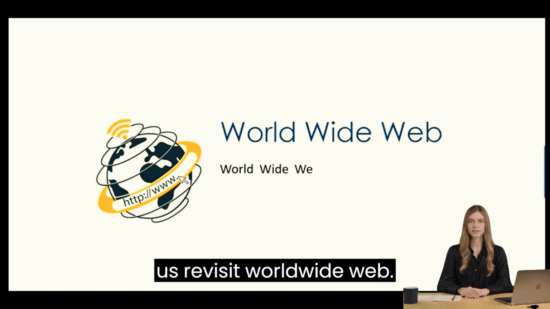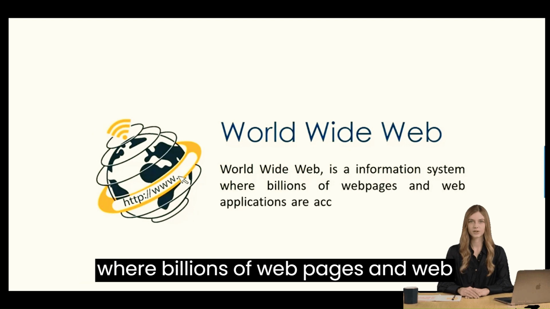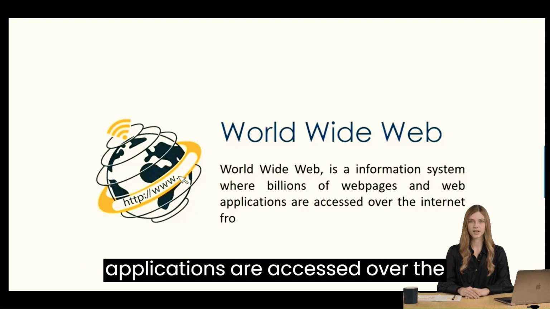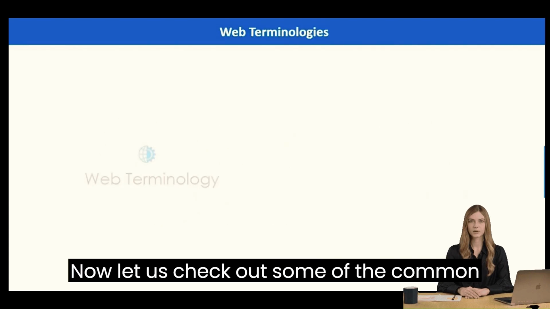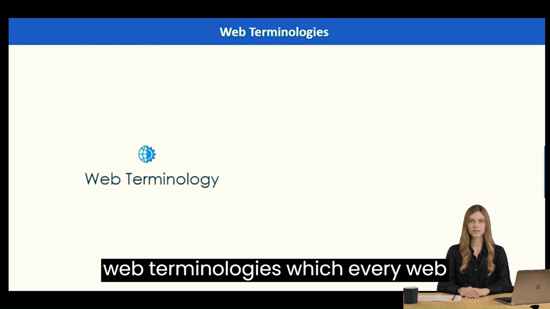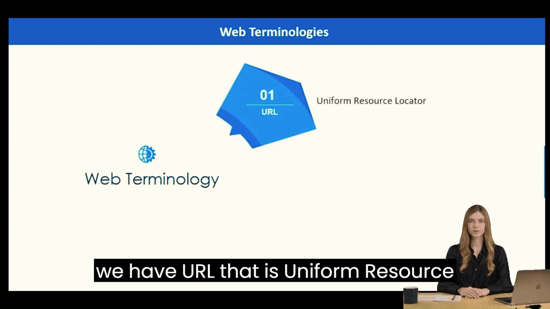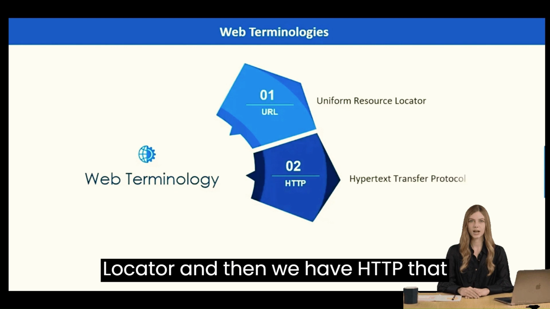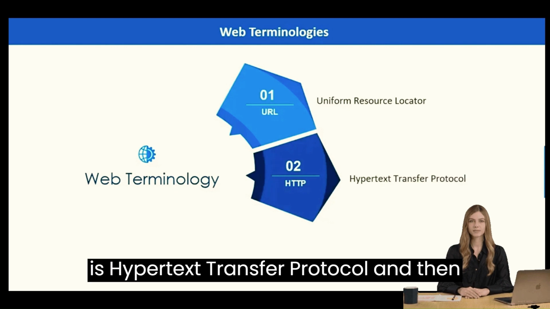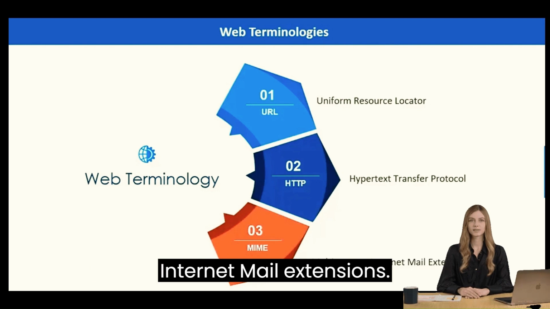Now let us revisit World Wide Web. World Wide Web is an information system where billions of web pages and web applications are accessed over the internet from the server by the client. Now let us check out some of the common web terminologies which every web developer should know. Firstly, we have URL, that is Uniform Resource Locator, and then we have HTTP, that is Hypertext Transfer Protocol, and then we have MIME, that is Multi-Purpose Internet Mail Extensions.